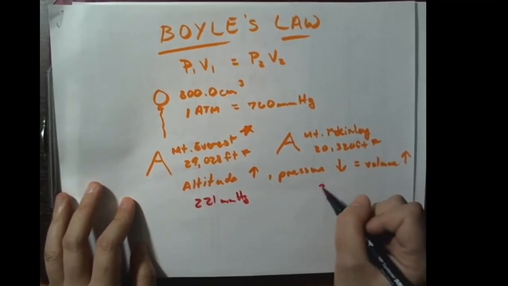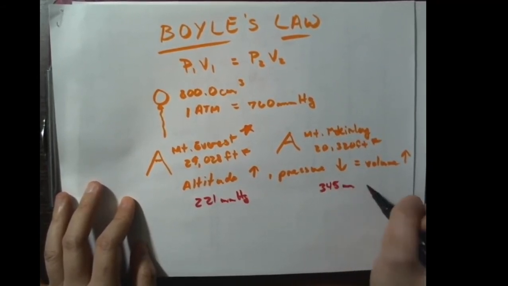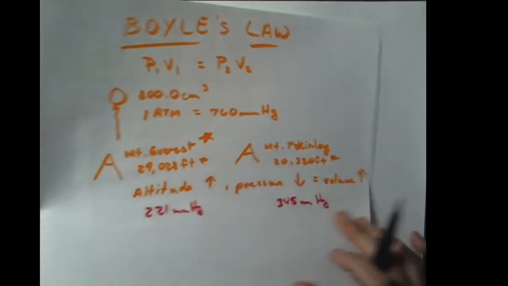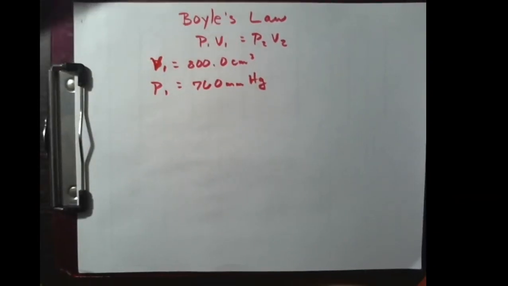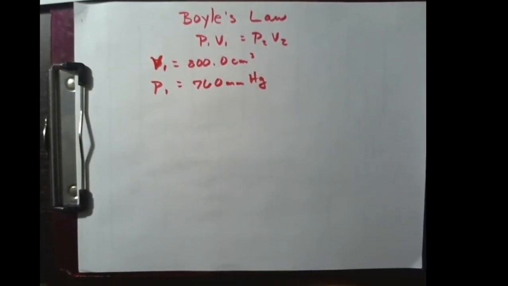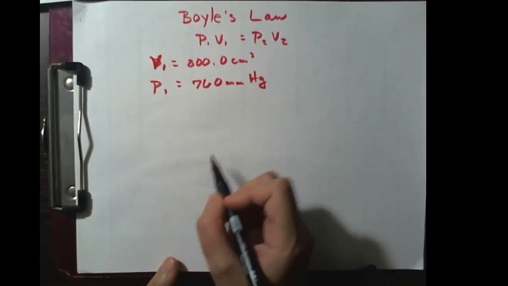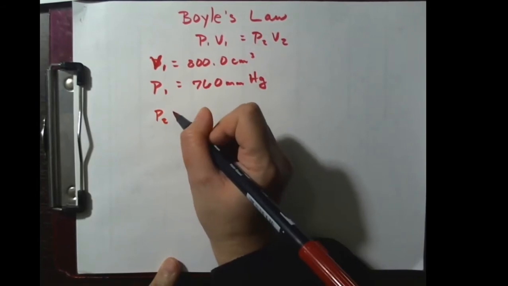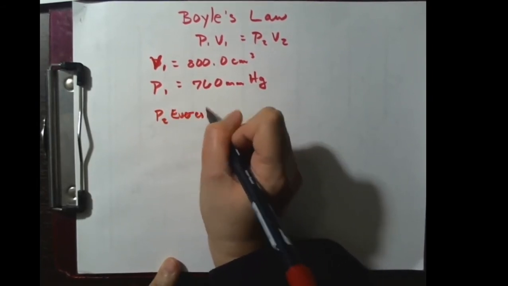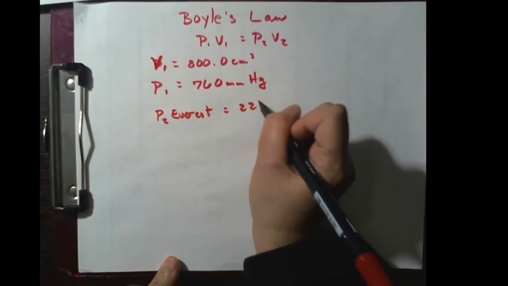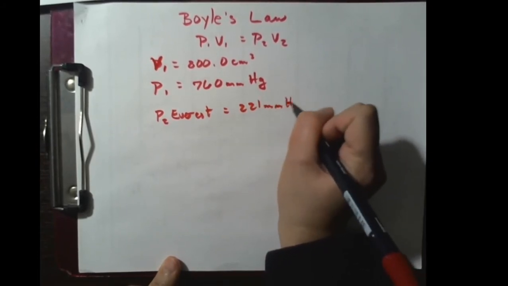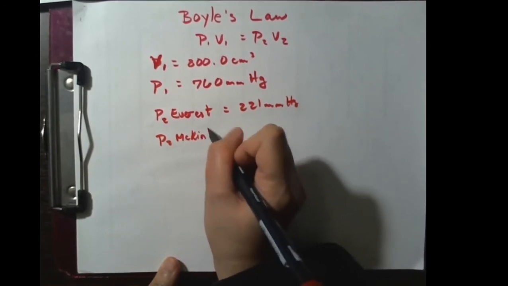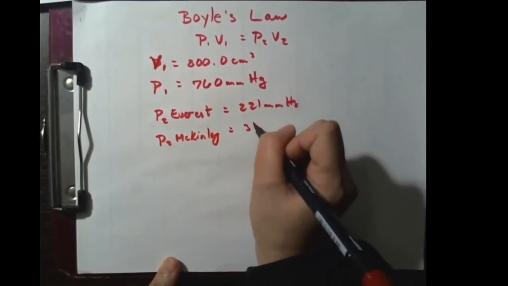And for Mount McKinley, it was 345. Okay. Now, the question is asking which balloon will have a larger volume. So we know, for example, P2 for Everest is 221. And our pressure for McKinley is 345.